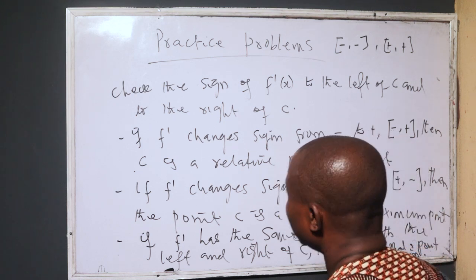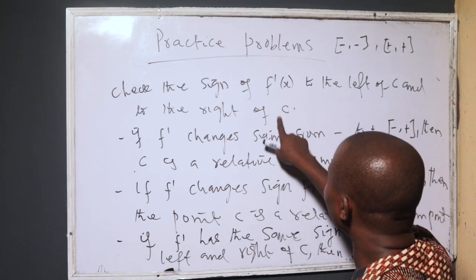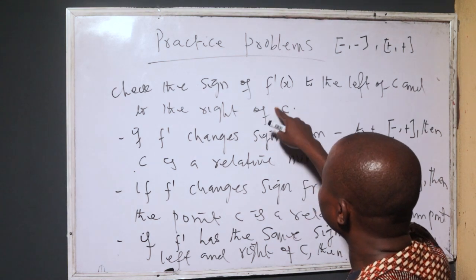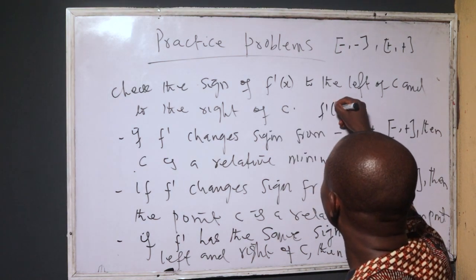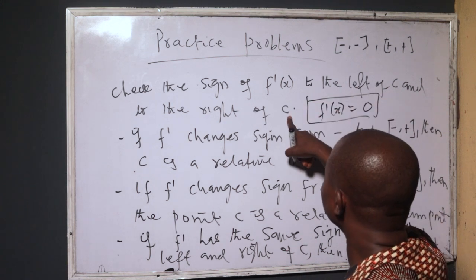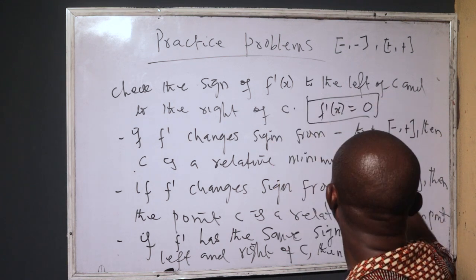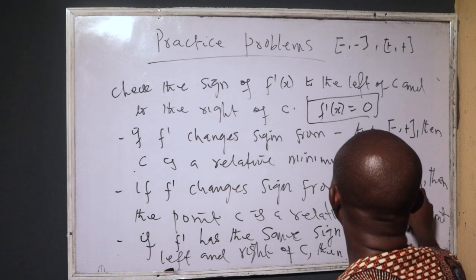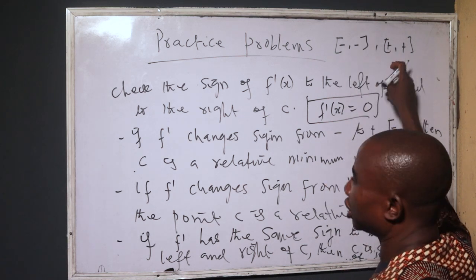So these are ways you can use to check relative minimum, relative maximum, and point of inflection of a given function at a given point C, which you produce by yourself by solving the equation f prime of x is equal to 0. When you solve this, you get your C, and you use C to now check whether you have this box, this box, this box, or this box.